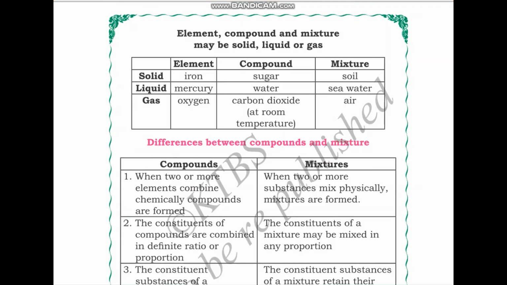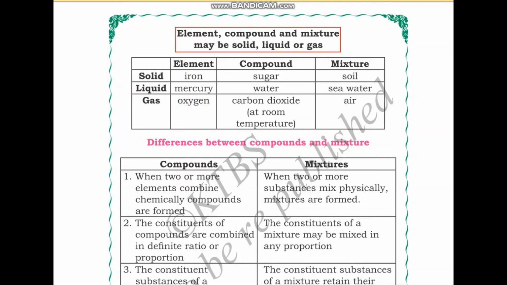In the next section, we are learning that elements, compounds and mixtures may be solid, liquid or gases. So they can be present in any state of matter. And here we have examples for different states of matter for each of elements, compounds and mixtures. So a solid element can be iron, okay. A liquid element is mercury. Mercury is an element which is present in liquid form at room temperature also, okay. And a gaseous element is oxygen.